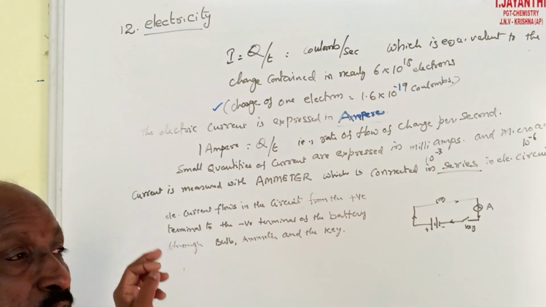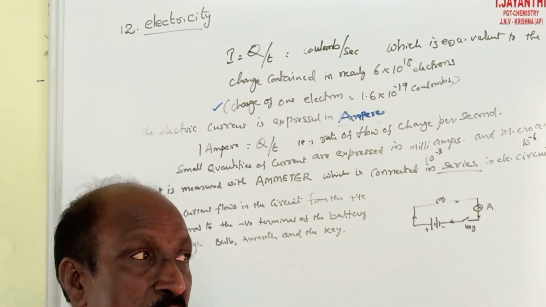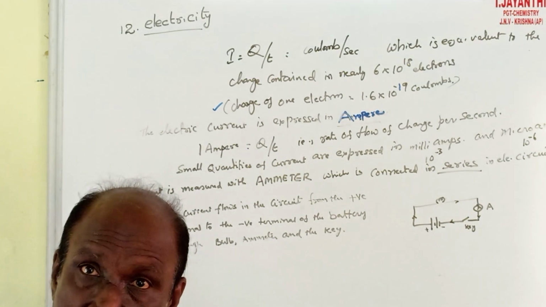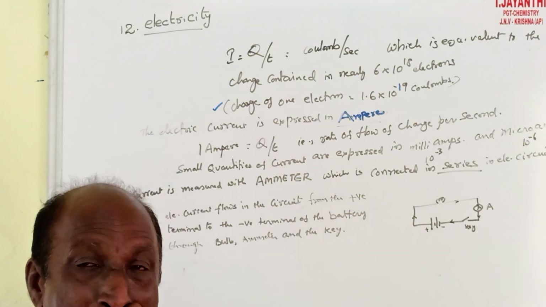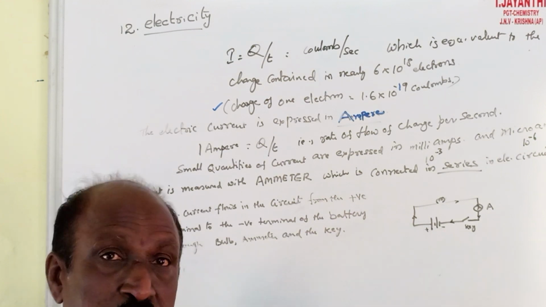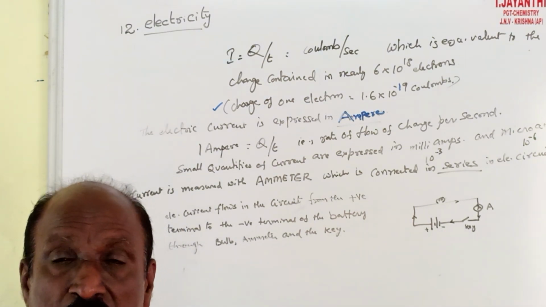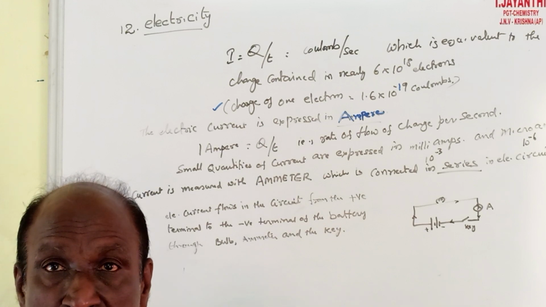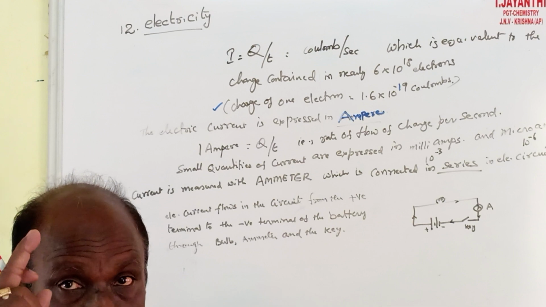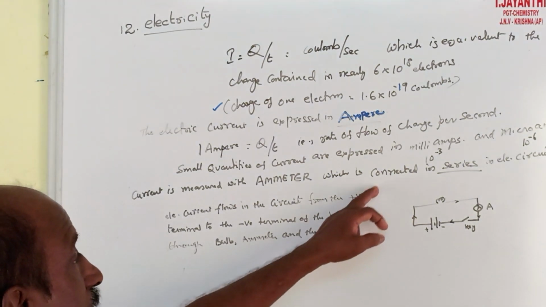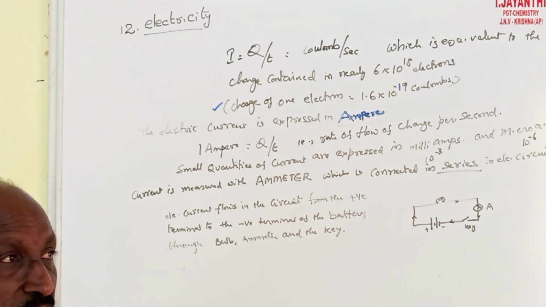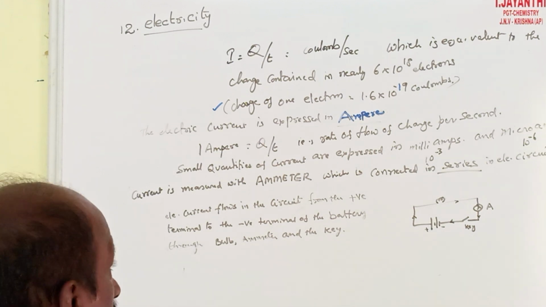Current is measured with what? Ammeter. Current is measured with the ammeter. Of course, the position of the ammeter is clearly mentioned in electrical circuits like this, and the ammeter should be connected in series with the circuit. The ammeter's position is in series only.